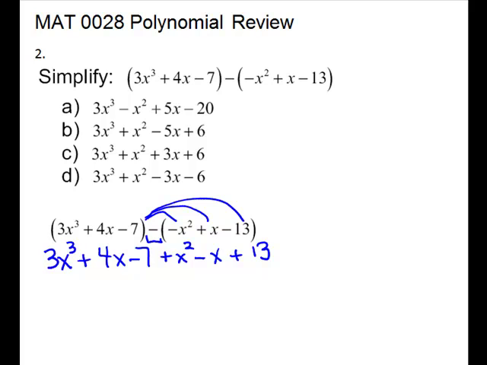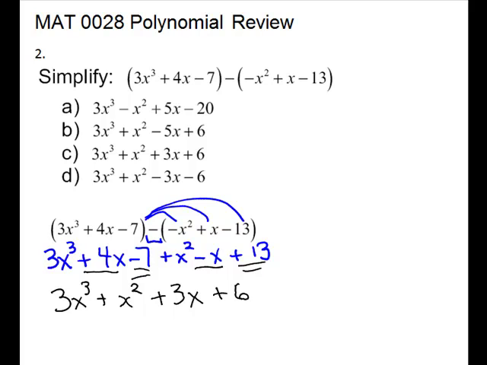So we'll go in descending order. The x cubed term first. Then we'll look for x squared terms. There is only one. X terms, we have plus 4x minus 1x will be plus 3x. And our constants, minus 7 plus 13, different signs. Subtract, sign of the larger. So it will be a positive 6.